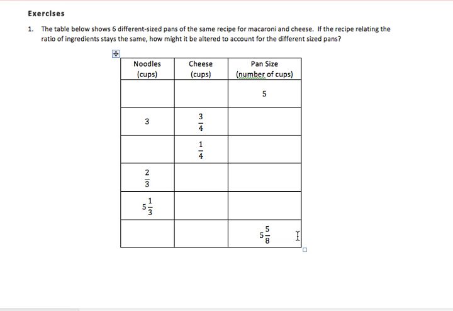Exercise 1 is looking at 6 different size pans of the same recipe of macaroni and cheese. And it is in a very similar manner to the one before, but slightly different. What we want to find is the ratio of noodles and cheese, because that will allow us to find these missing amounts of noodles and cheese.